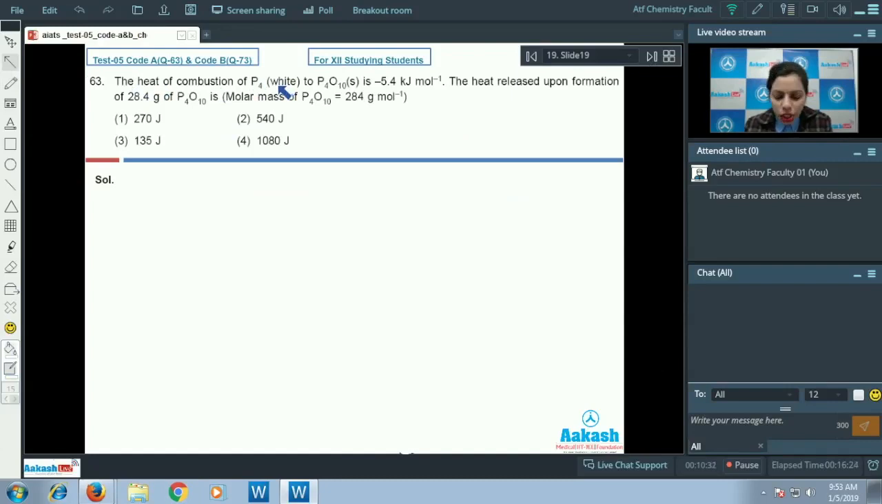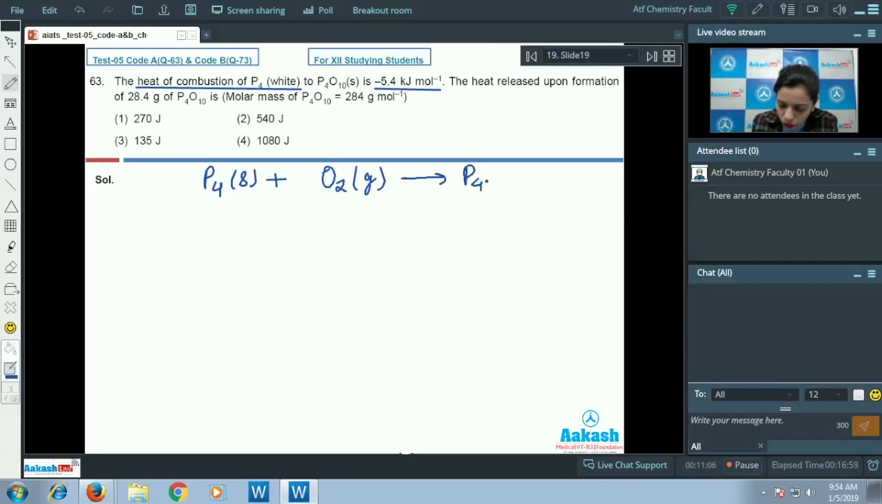The heat of combustion of P4, that's white phosphorus, to P4O10 is minus 5.4 kilojoule per mole. The heat released upon formation of 28.4 gram of P4O10 is. Now, in this particular question, first thing is that the heat of combustion of P4 is given, and that is minus 5.4 kilojoule per mole. It means the process is combustion of white phosphorus. I'm just writing here the reaction, and here's the formation of P4O10.